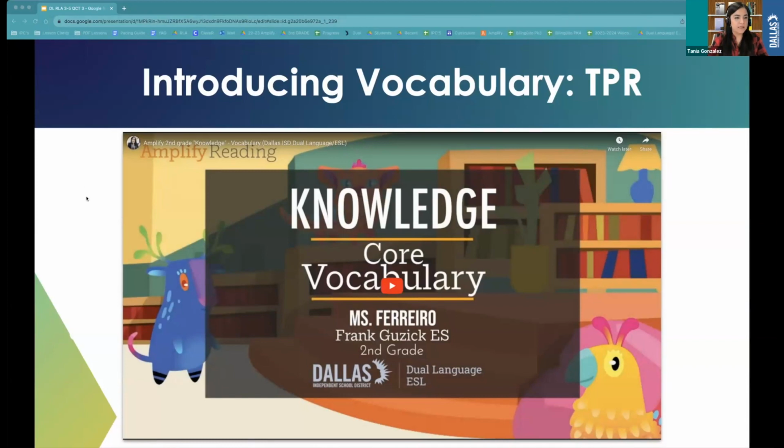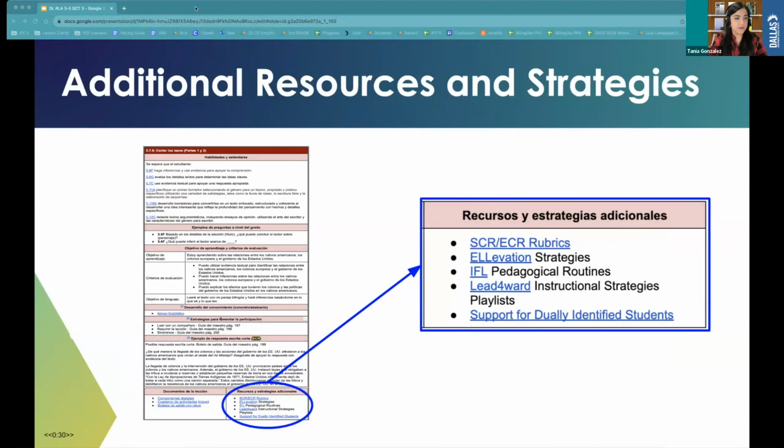You will notice that in your engagement strategies section in the lesson clarity, sometimes you will see these words like TPR or some ideas that we can include for you. And we also grab the ideas, or the strategies that Amplify suggests, and we put them there in the engagement strategies, estrategias para fomentar la participación.